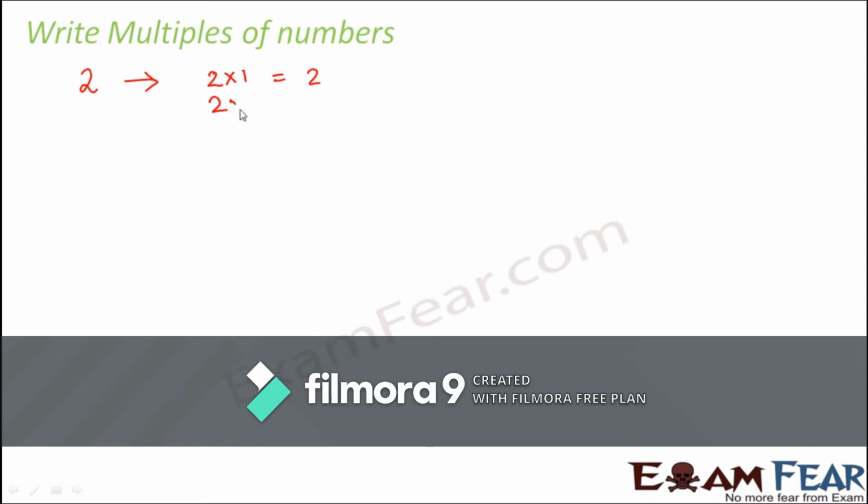Similarly, if you write 2 into 2, which is equal to 4, that means 4 is divisible by 2. That means 2 becomes a factor of 4 and 4 becomes a multiple of 2. So please understand this concept very carefully. Now, the exact divisor of any number is called its factor, right? And the number of which it is a factor is called its multiple. So that's the simple concept.